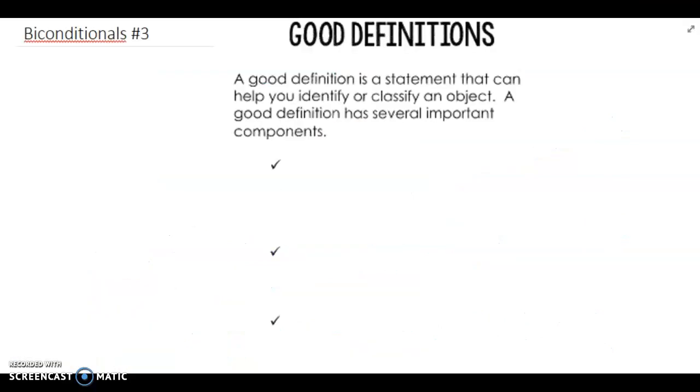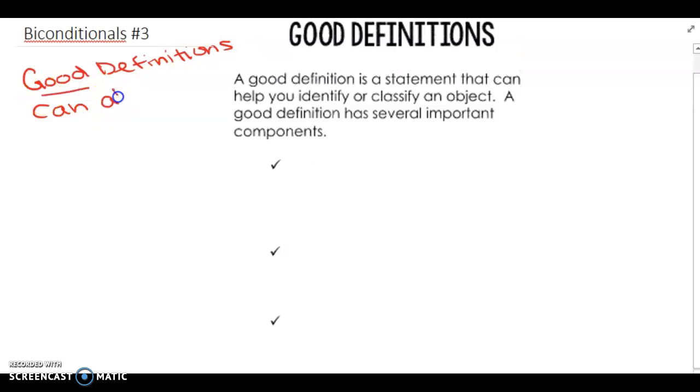All right, here's the last part of this biconditional foldable. It talks a little bit about good definitions. So a good definition is a statement that can help you identify or classify an object. A good definition has several important components. The reason we're bringing up definitions is because definitions, or maybe I should say good definitions, and remember, these have to be good definitions, can always be written as a biconditional statement.